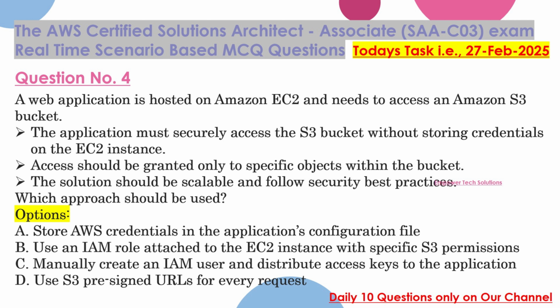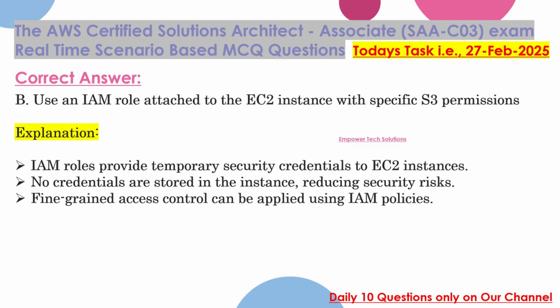Options: A. Store AWS credentials in the application's configuration file. B. Use an IAM role attached to the EC2 instance with specific S3 permissions. C. Manually create an IAM user and distribute access keys to the application. D. Use S3 pre-signed URLs for every request. Correct answer: B. Use an IAM role attached to the EC2 instance with specific S3 permissions.